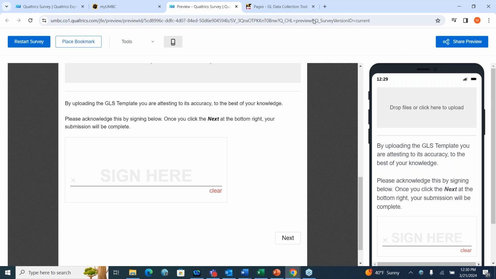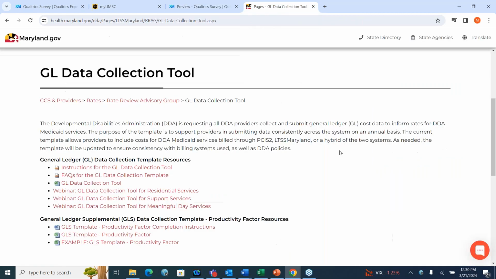If you have questions and are looking for additional information, DDA had also sent out links to their website, which I have pulled up on my screen, where you can find additional resources for filling out the information. And again, Hilltop's email address is on all of the communications that have been sent out.